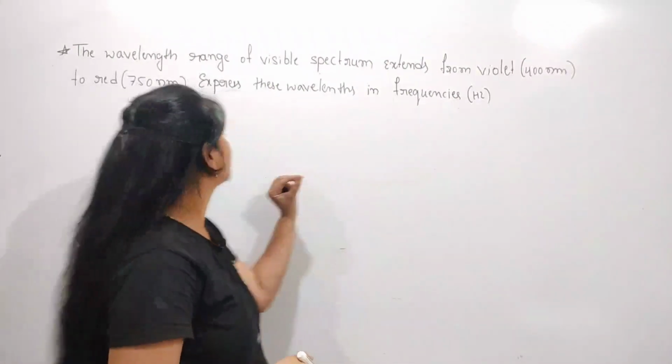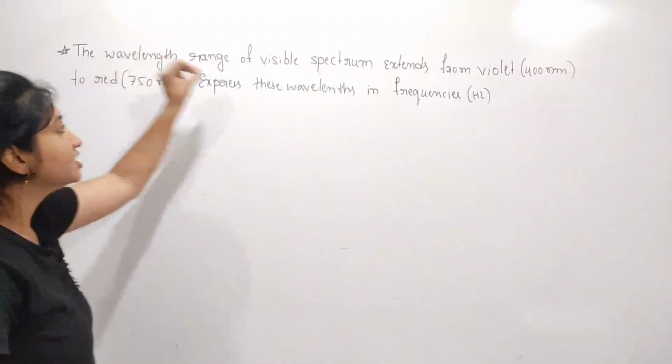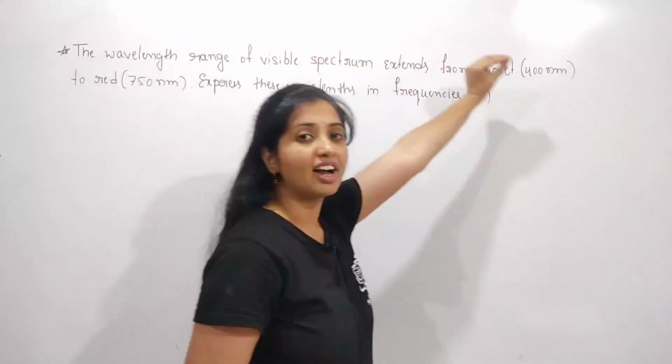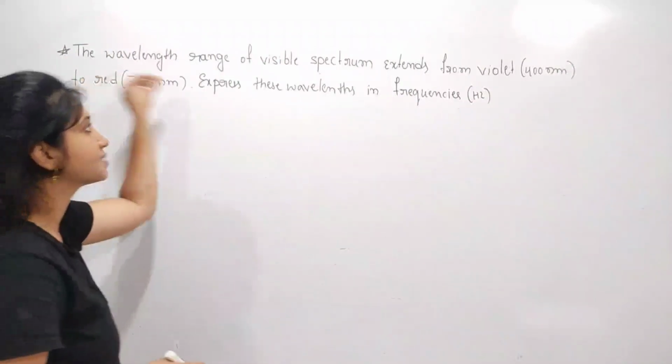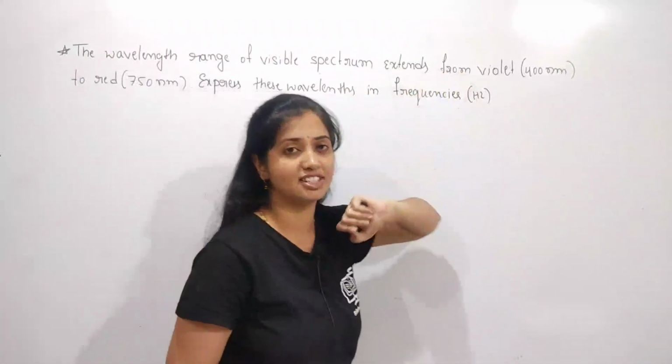So this is our next problem. The wavelength range of visible spectrum extends from violet at 400 nanometer to red at 750 nanometer. Express these wavelengths in frequencies.